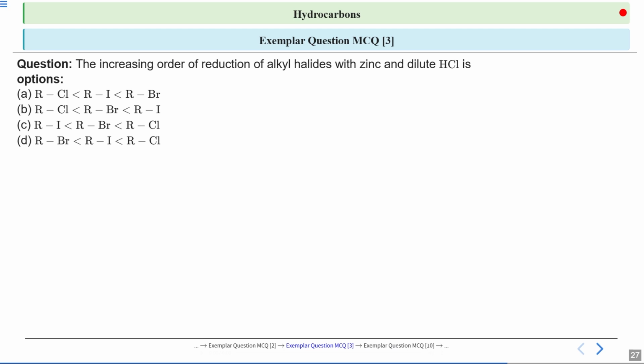Moving on to the next question. So next is example question 3. The question asks us the increasing order of reduction of alkyl halides with zinc and dilute HCl. So you have to determine the correct option for the order.